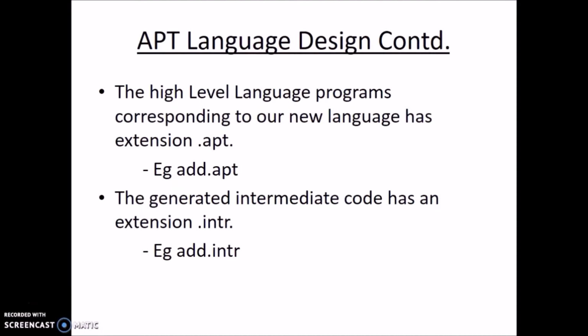The high-level language programs corresponding to our new language have the extension .apt. For example, add.apt. When we compile add.apt, intermediate code will be generated in a file named add.intr.